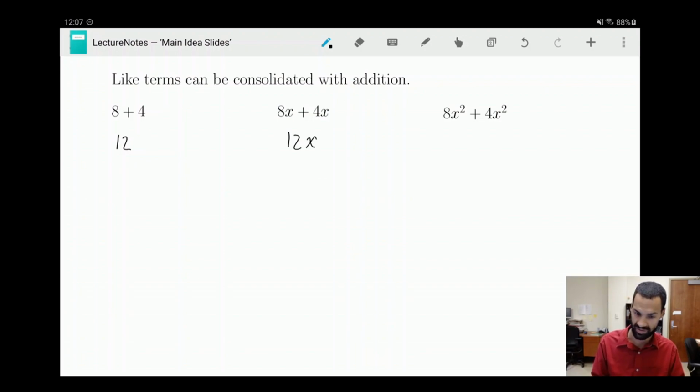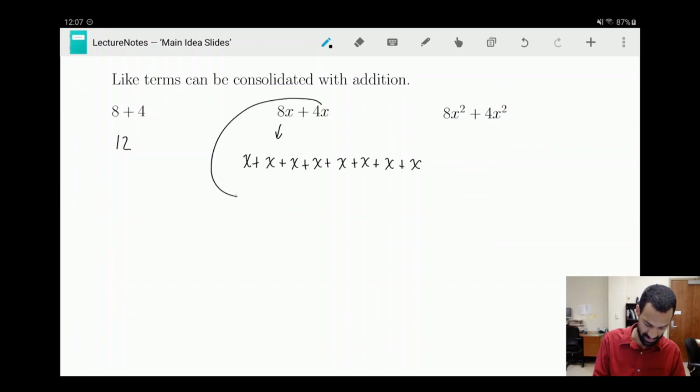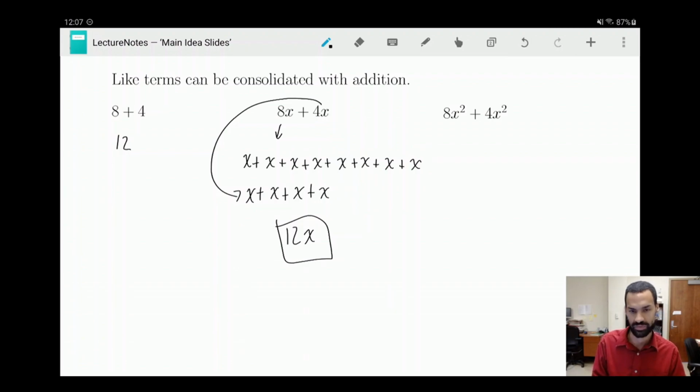But why? Let's think about that for a second. What 8x represents is 8 x's being added together. I think that's 8 x's. And 4x represents 4 x's being added together: x plus x plus x plus x. So how many total x's are there being added together? 12, right? There's 12 x's being added together. So that's why you just simply add the numbers together like you normally would. You're keeping track of how many x's have been added.